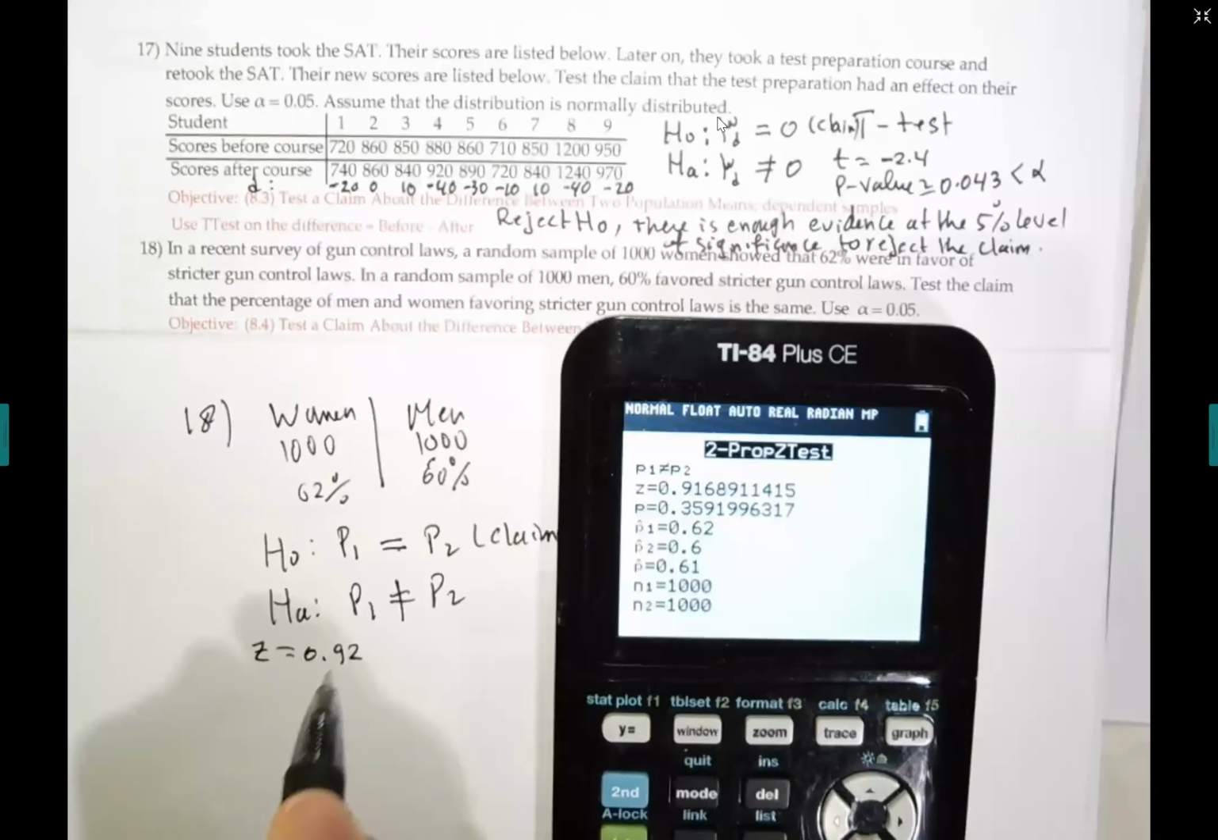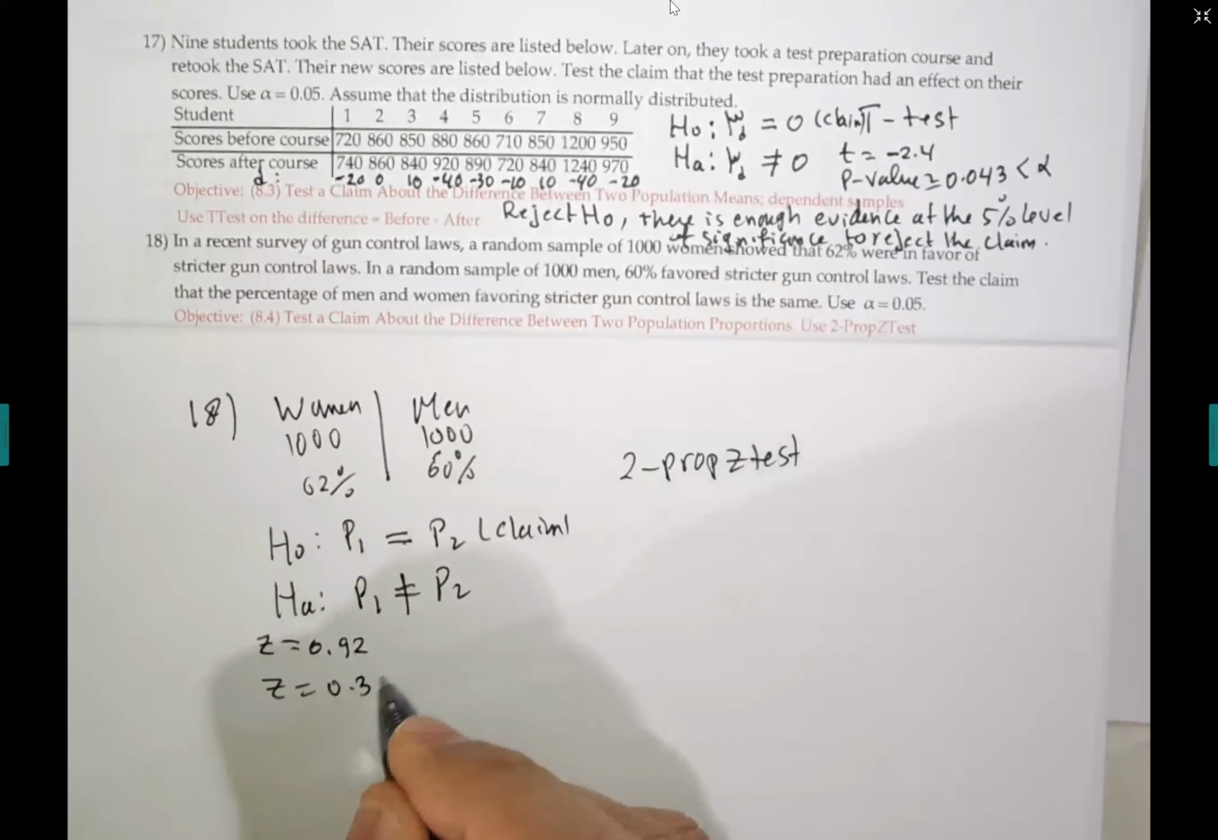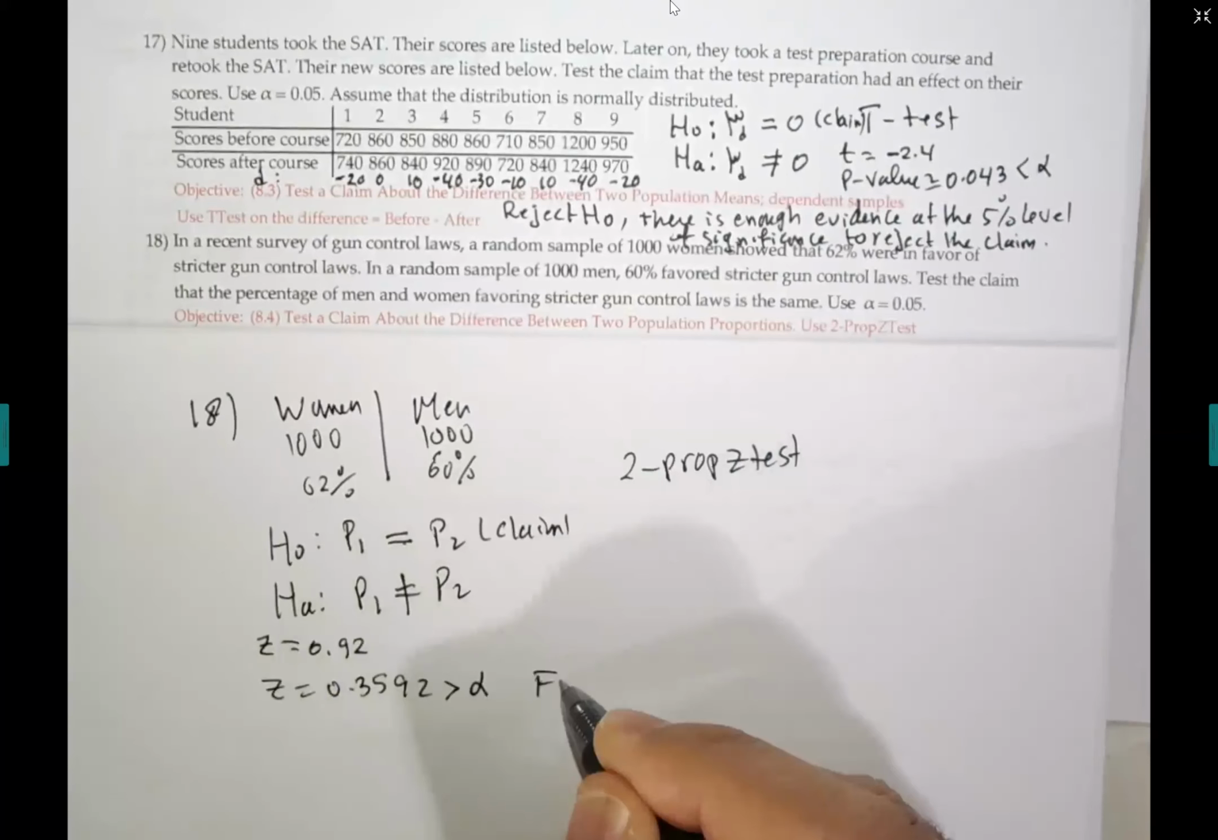And the p-value is 0.3592, which is more than alpha. Fail to reject H0.